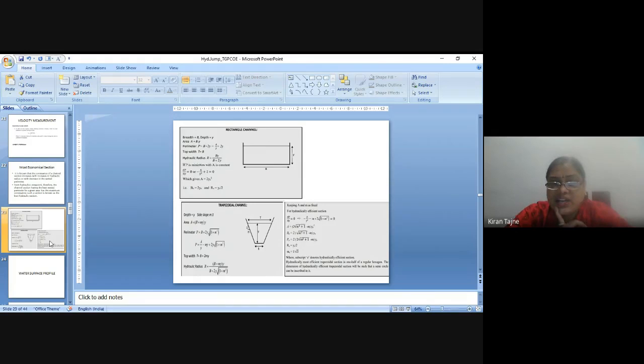So the hydraulically most efficient trapezoidal section is half of the regular hexagon. The dimensions of the hydraulically efficient trapezoidal section will be such that a semicircle can be inscribed in it. So that is called the most economical trapezoidal section.